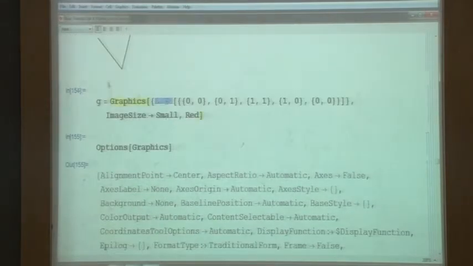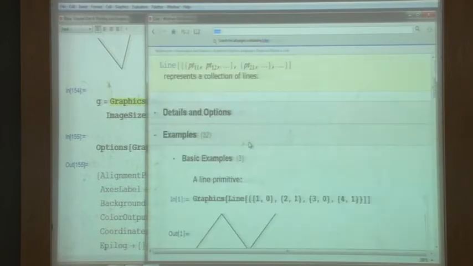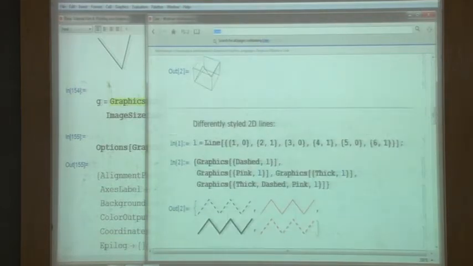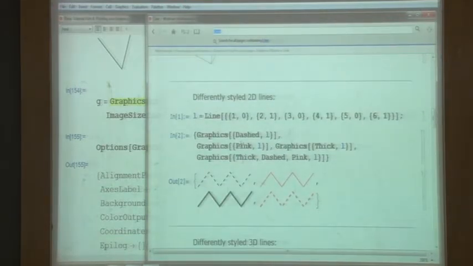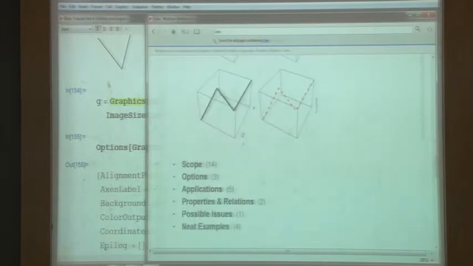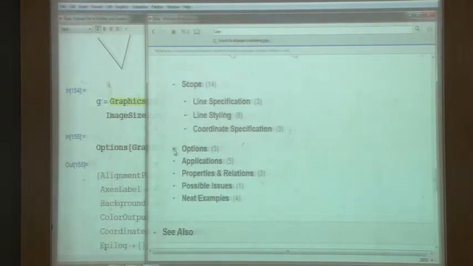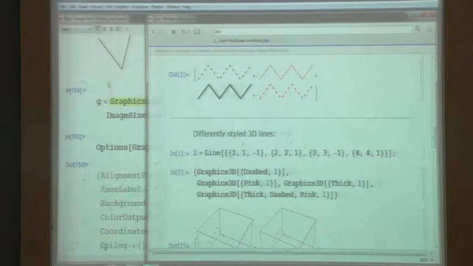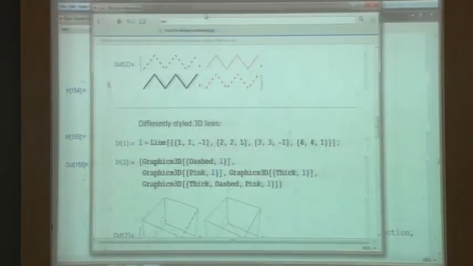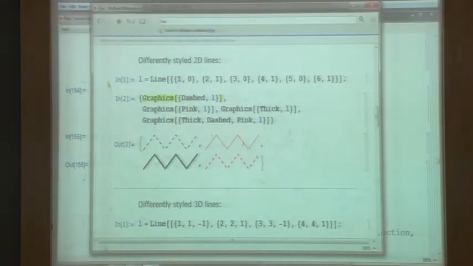So what I can do is check Line, right? And I can see how it's being done. You see, I got examples here. So it's telling me how it's been implemented, right? So I can, little by little, try to see an example that will match my needs. Dashing, Graphics, Pink, you see, or Dashing, but it has to be inside curly brackets, right? And it has to be the first one.